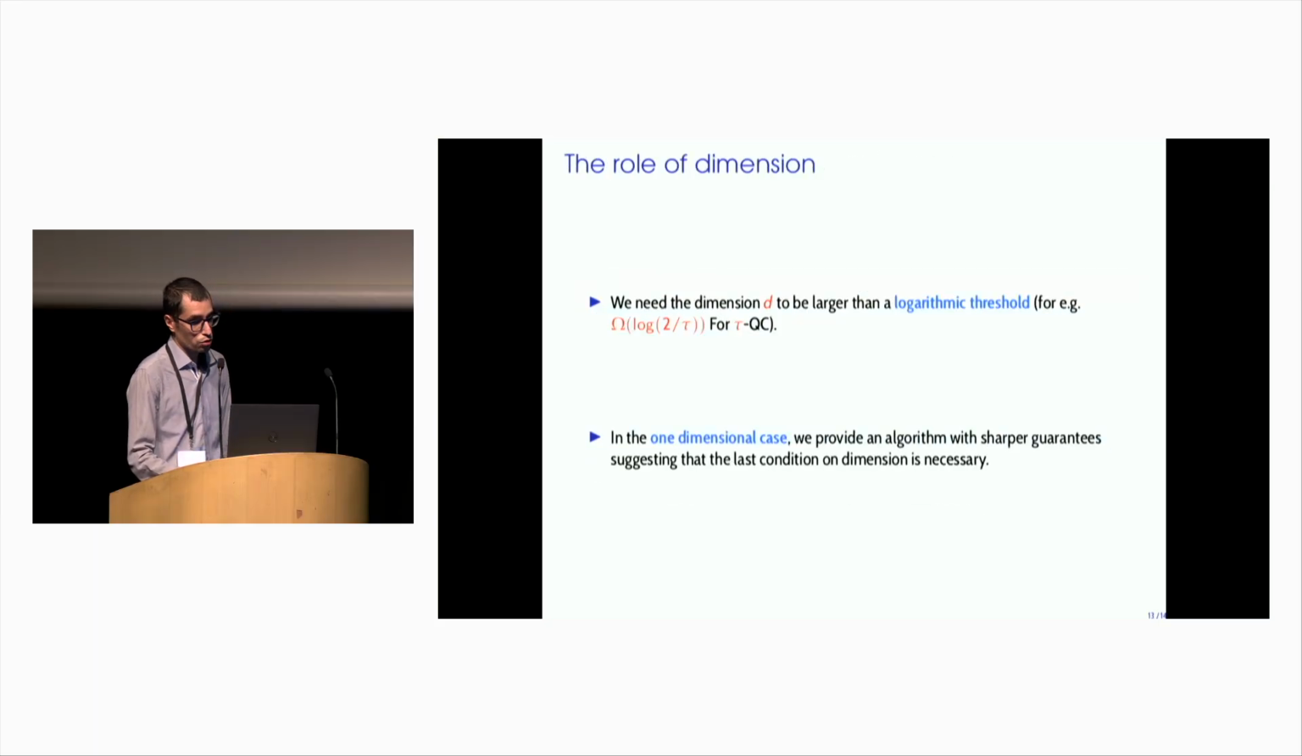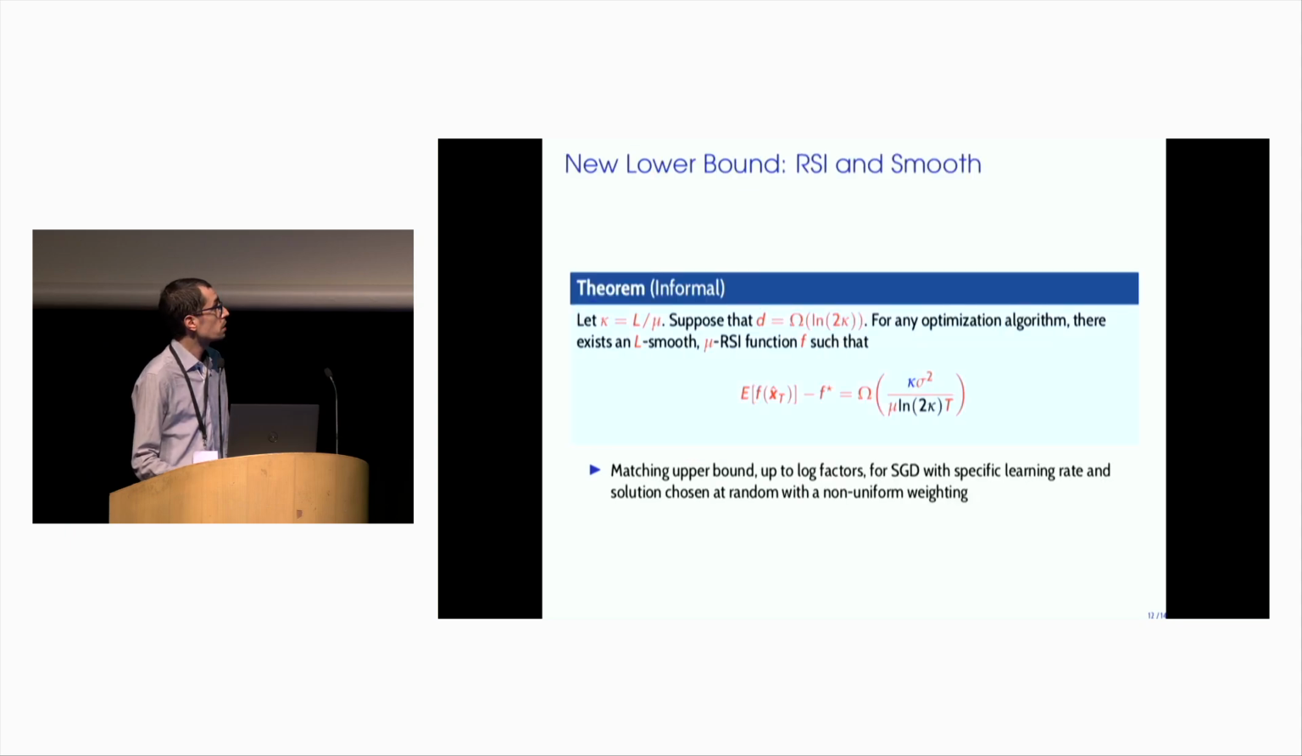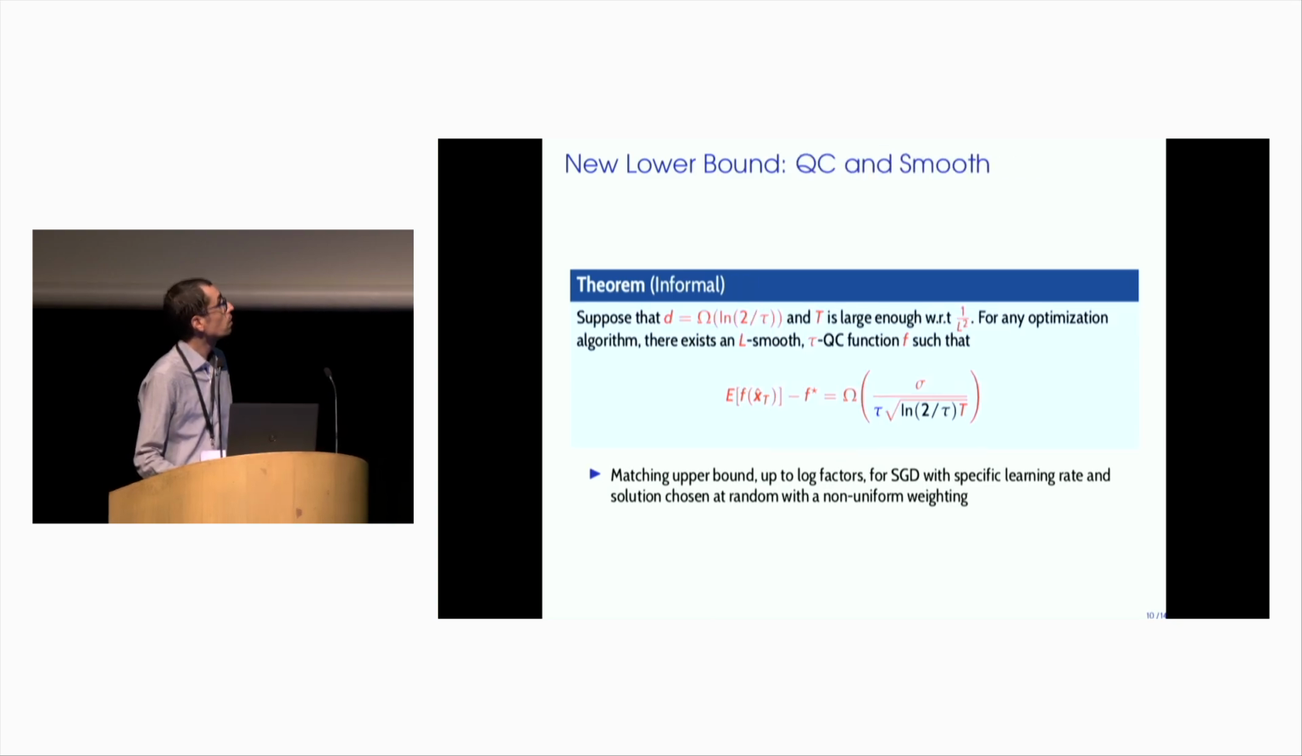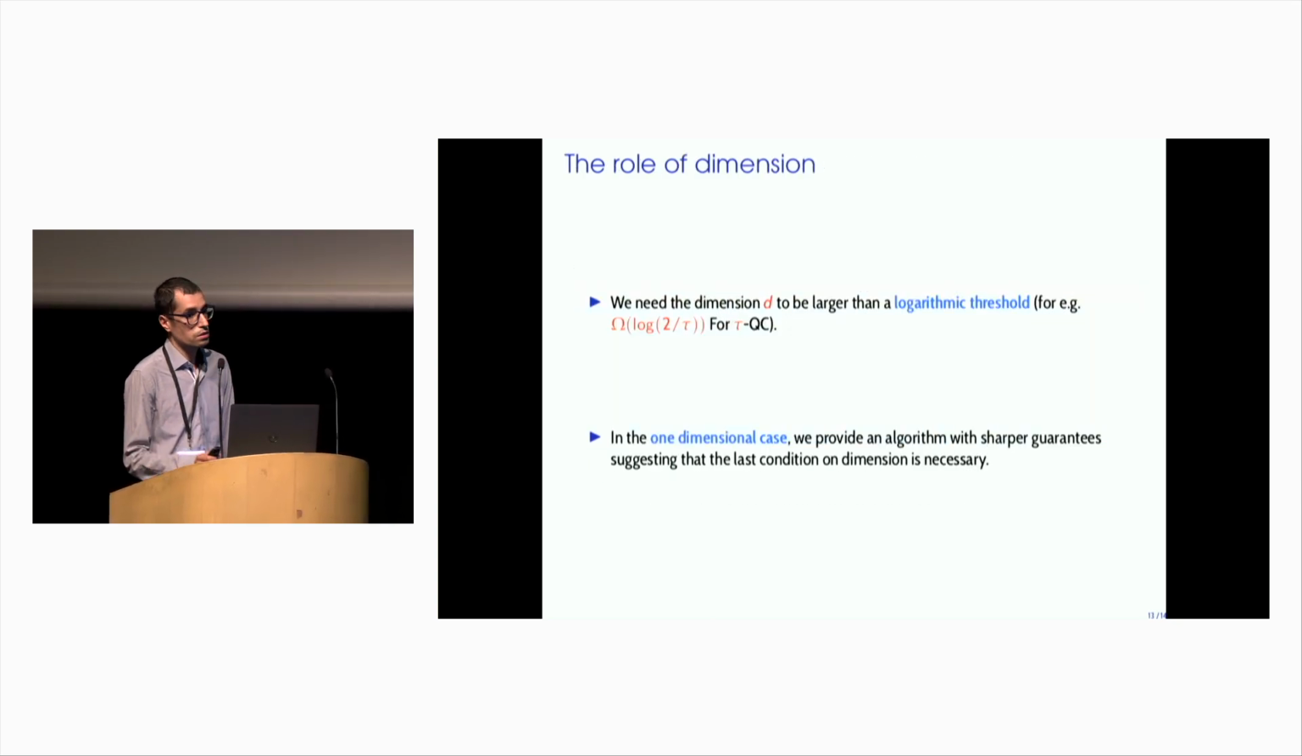So one last thing that I want to mention about the role of the dimension. If you see these results, we always assume that the dimension is larger than some threshold that is logarithmic on the number of parameters. And this is not something that is due to our analysis. This is something that is intrinsic to the non-convexity, because we show that in the one-dimensional case, we can do better than those lower bounds by adapting some sort of dichotomy algorithm. So we know that we need the dimension to be large enough in order to make the detection problem more difficult and have those lower bounds. So thank you very much.